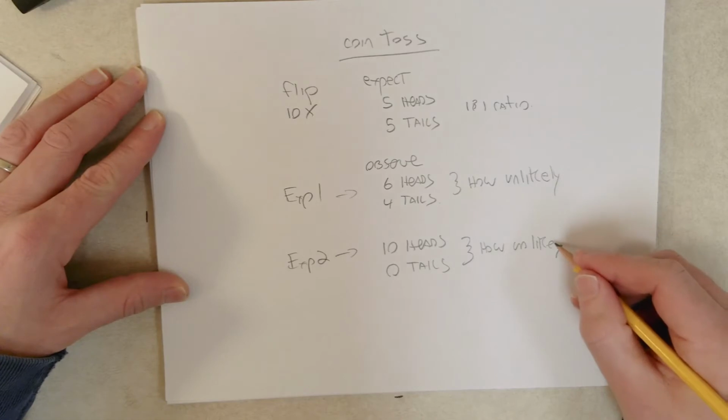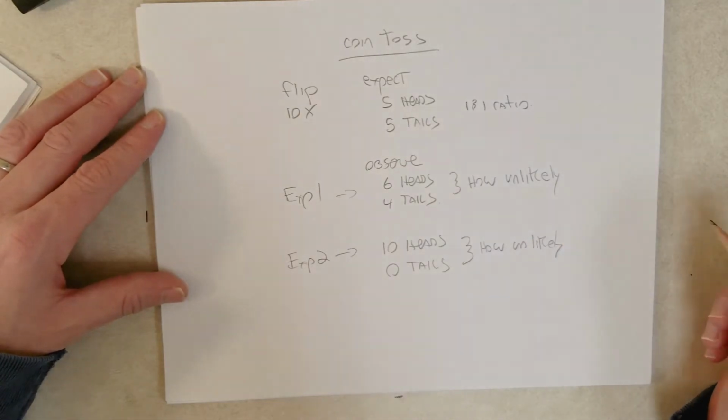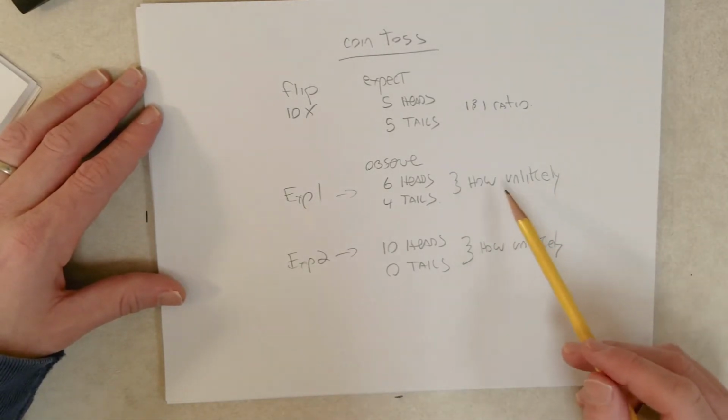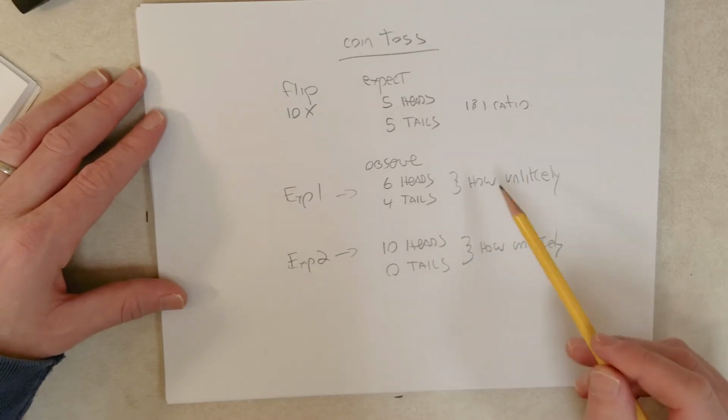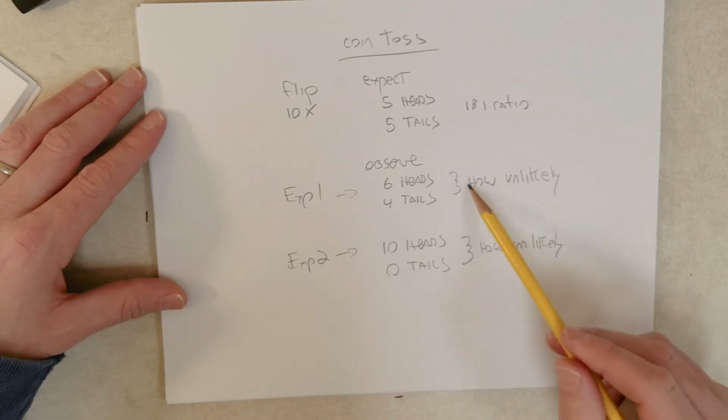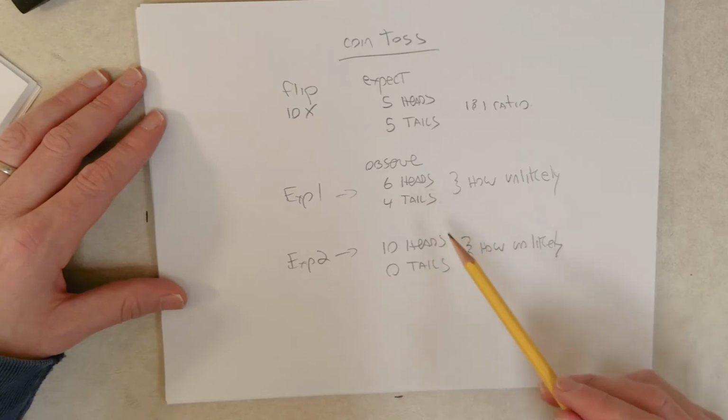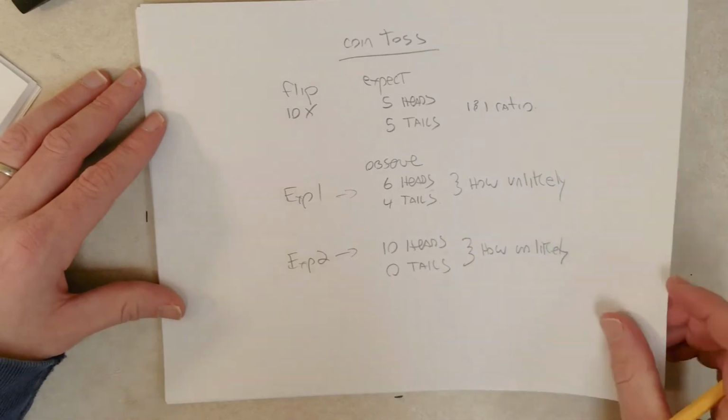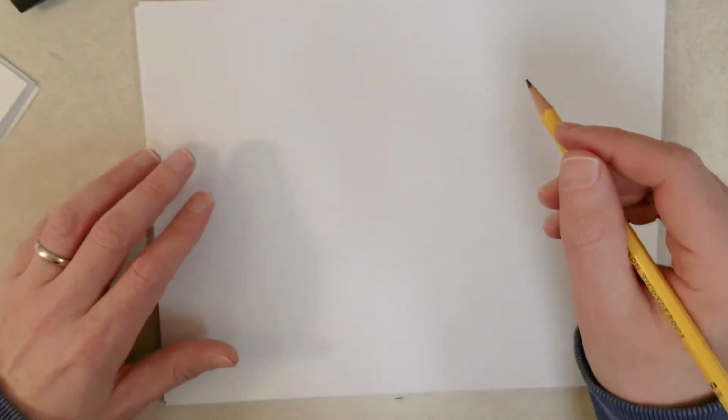I'm having trouble spelling unlikely today. So, okay, we need to figure this out. And the chi-square test is going to tell us how unlikely this outcome is and how unlikely this outcome is. So how does the chi-square test work? Well, it's relatively easy to implement.